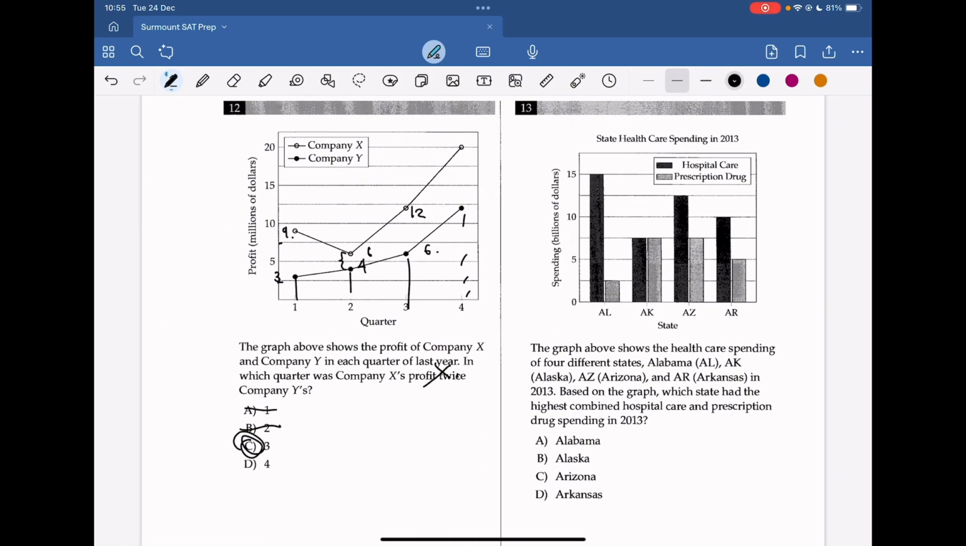Question 13. The graph above shows the healthcare spending of 4 different states. We have Alabama, Alaska, Arizona, and Arkansas in 2013. Based on the graph, which state had the highest combined hospital care and prescription drug spending in 2013? So basically what we have to do is add the two bar charts that we have. For Alabama, we have 15 and 2.5, which is 17.5 billion.